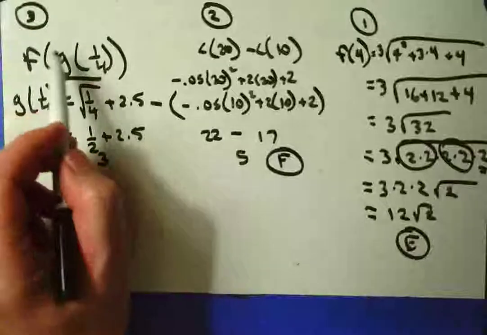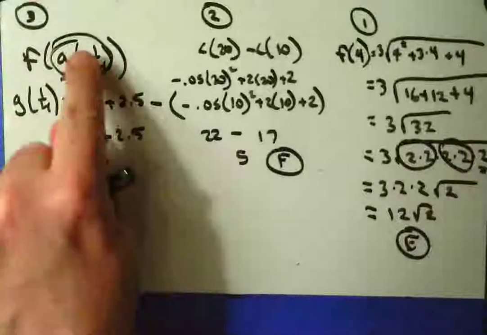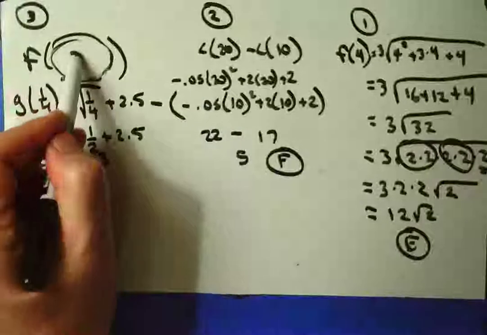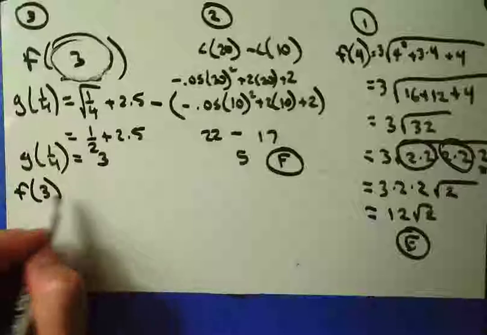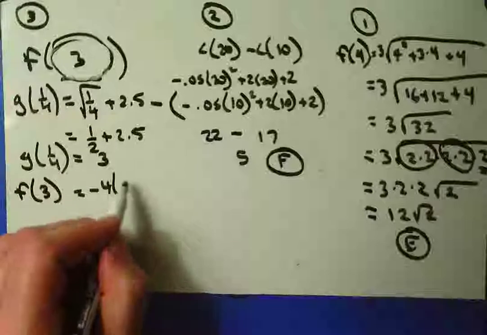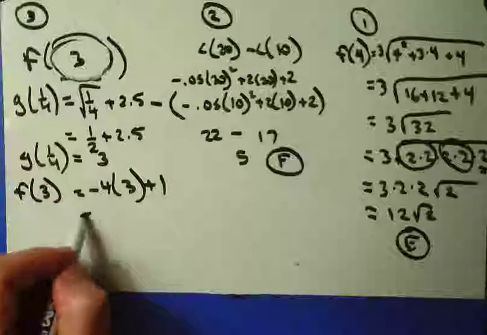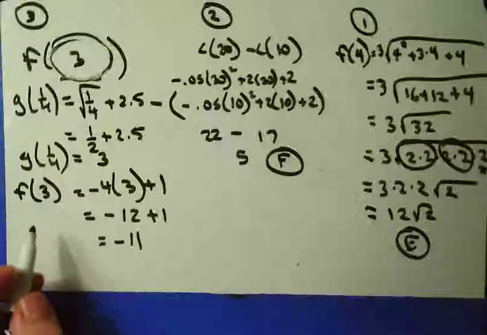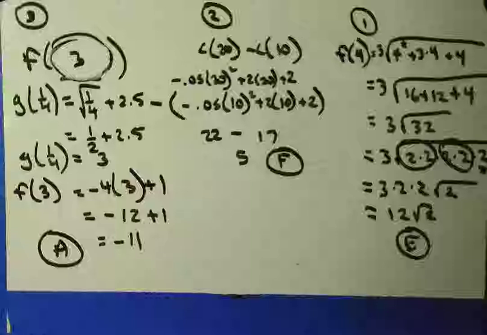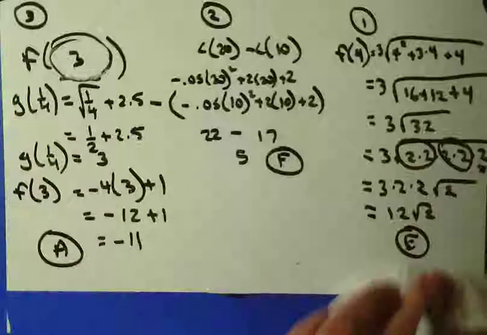Now I see that I can replace this g of 1/4 with 3. So how do I find f of 3? Well, f of 3 means negative 4 times 3 plus 1, which is negative 12 plus 1, or negative 11. So answer A is my choice for number 3.